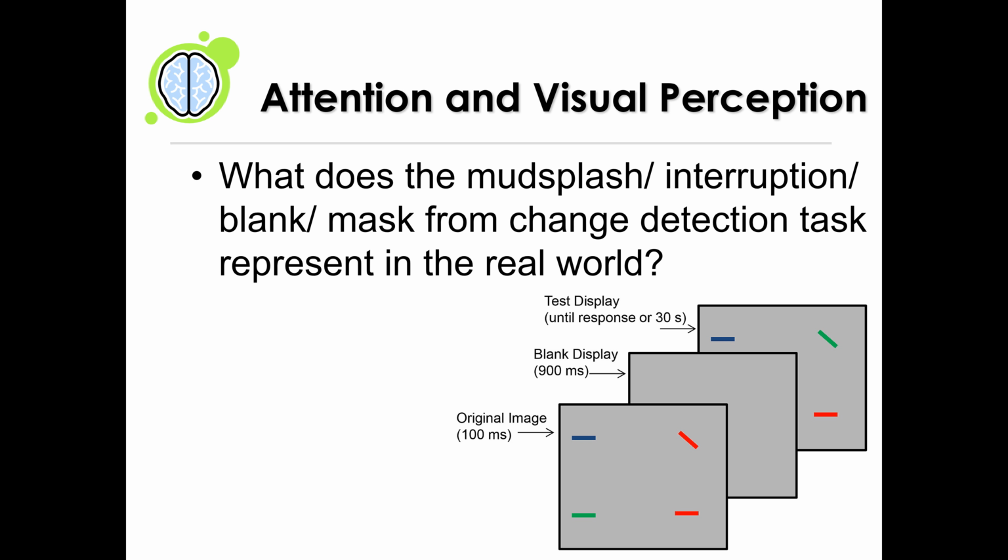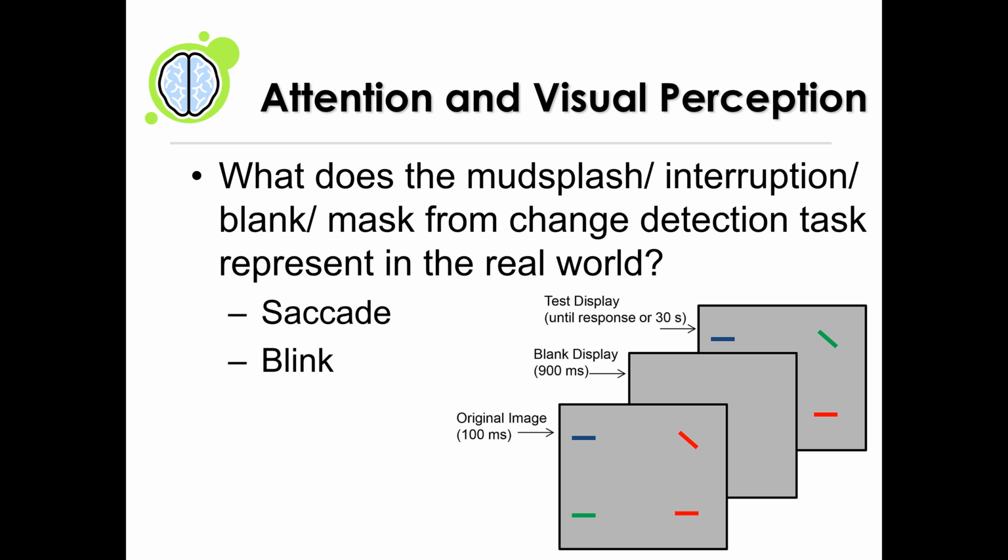That blank screen, that blank display, what does that serve as? What does that represent in reality? Does it represent anything, or is it just some sort of weird artifact in these change blindness experiments that makes change blindness occur? Or rather, a failure to detect change occur. Right. It's real. It's something that we really do. We just talked about it earlier.